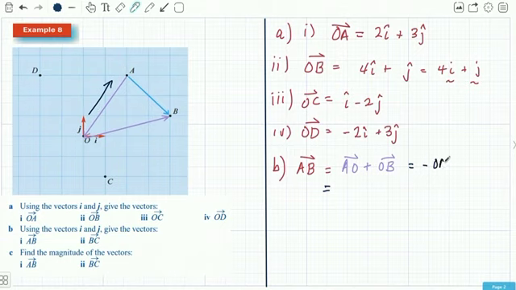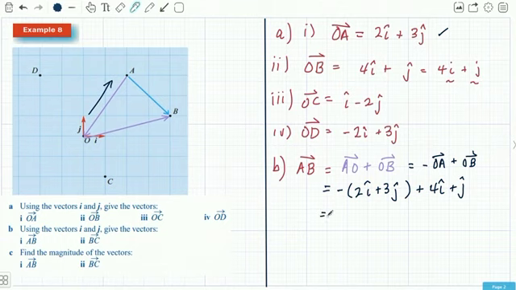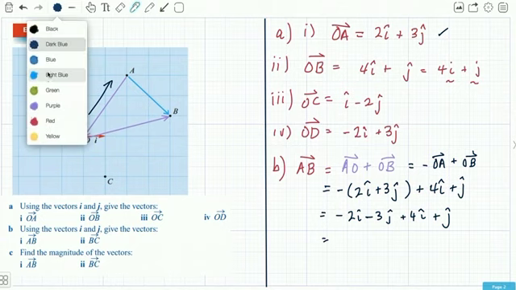So this would actually be negative O to A, which we already know, and O to B, which we know as well. So we can put that in here now. O to A is this vector, 2i plus 3j, and O to B is this vector here, 4i plus j. So we'd have negative 2i minus 3j plus 4i plus j.